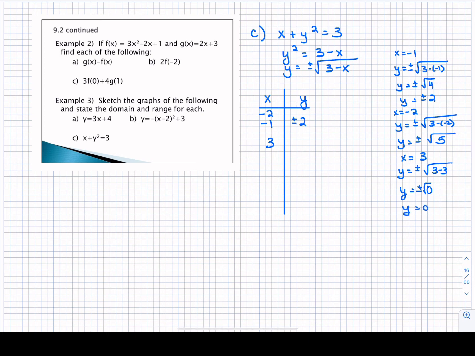Well, really, that's just 0. So (3, 0) is going to be another point on our graph. Now, aside from that, I can't actually pick any values that are higher than 3. Let me show you why.